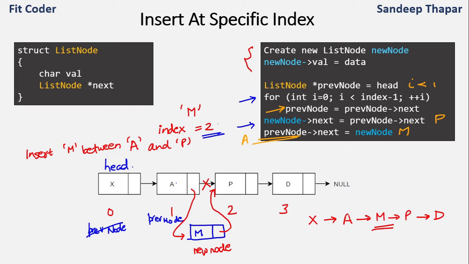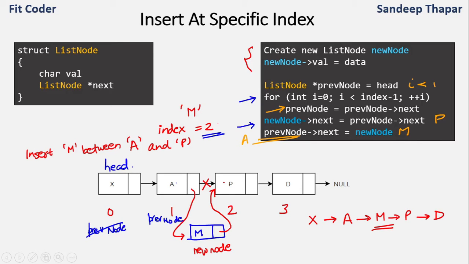So the logic is simple. We just have to go to the previous node where we want to insert and change the pointers so that the new node can come in between this node and the next node. So these are all the cases for the insertion.